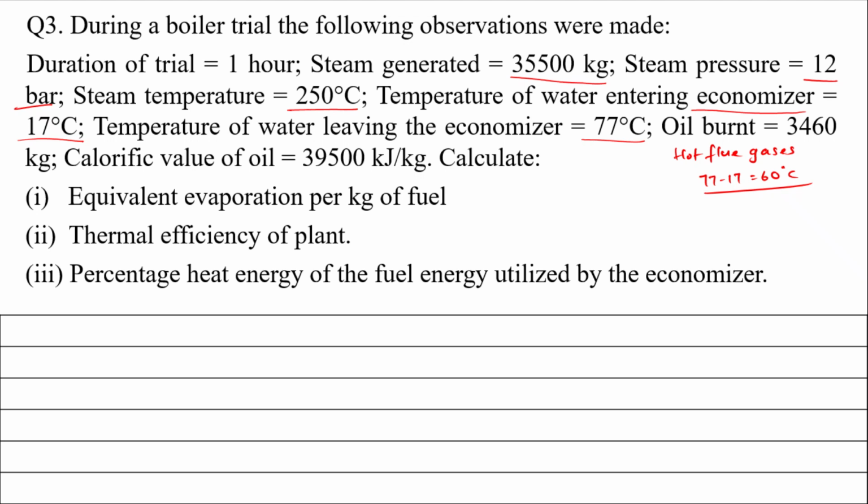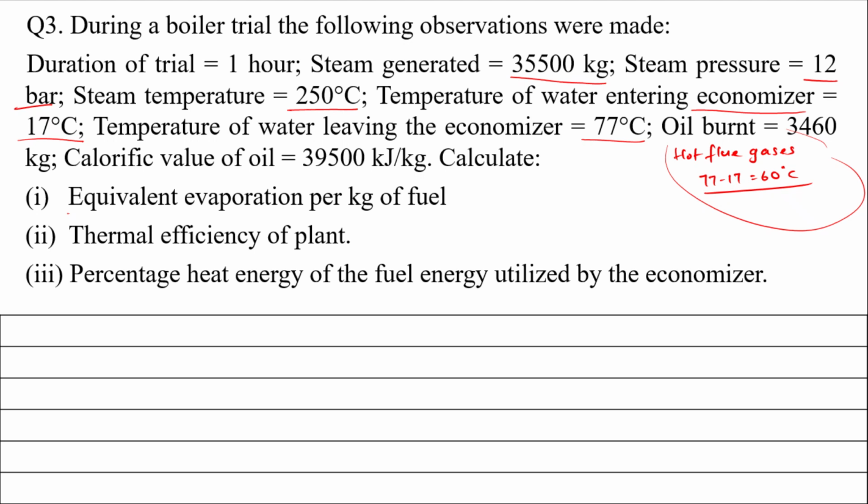From the given data, I am supposed to find out the equivalent evaporation per kg of fuel. Then I am supposed to find out the thermal efficiency of the plant, and the percentage of the heat energy of the fuel which is utilized in the economizer. That is, how much heat percentage is utilized for obtaining the 60 degree Celsius rise in the water temperature. That is what is intended in the third part.